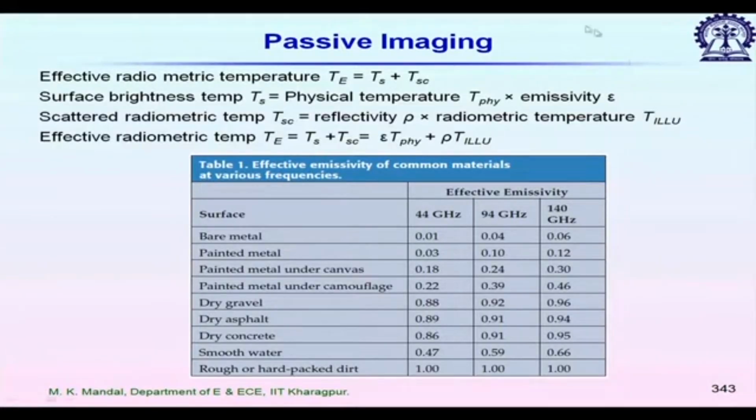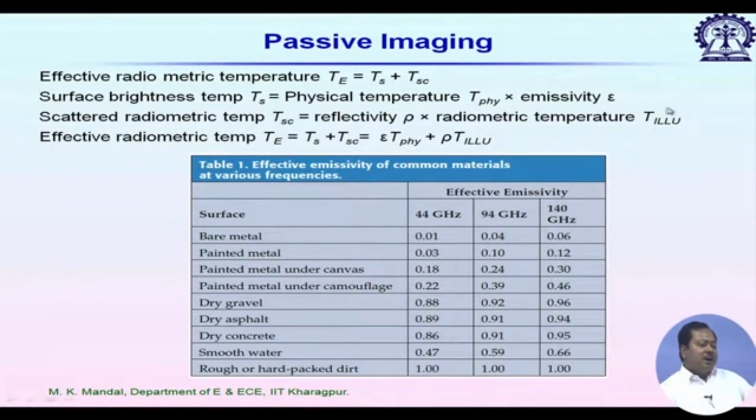When we calculate the radiometric temperature TE, we have seen two contributions. One is due to reflection, and the second is due to emission. So TS plus TSC. Here TS is the surface brightness temperature, equal to the physical temperature multiplied by emissivity epsilon. It represents emission. The scattered radiometric temperature TSC is due to reflection, equal to reflectivity rho multiplied by the radiometric temperature T illuminator. This T illuminator depends on weather condition.